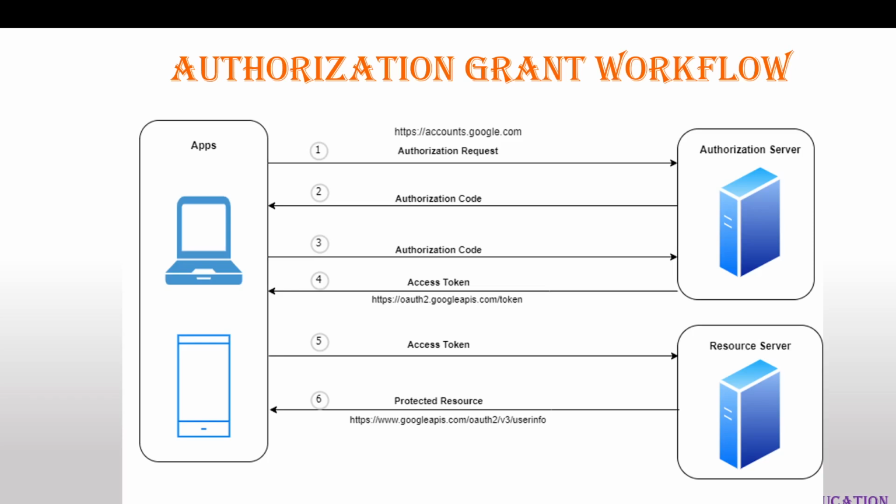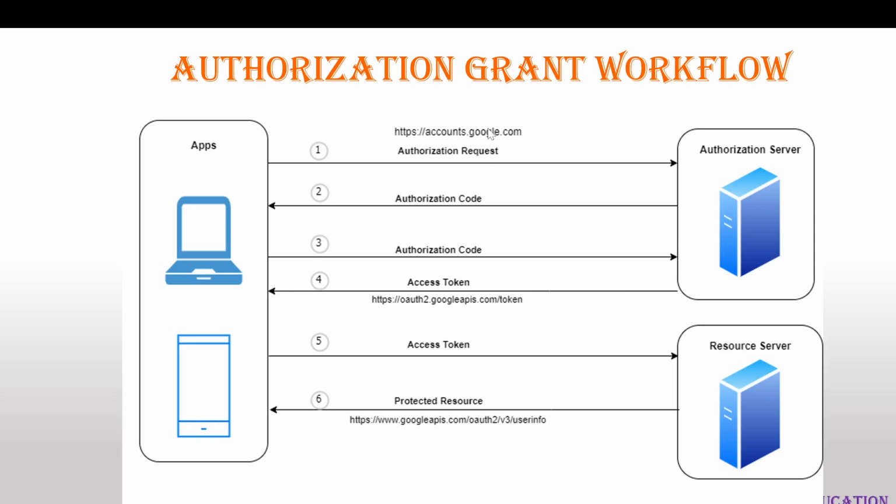Now let's jump into the workflow. The first one is authorization grant workflow. In this flow, the third-party application will redirect the user to the authorization server, example accounts.google.com, where user will enter his username and password, authenticated. Once authentication is successful, the authorization server will share the authorization code to the third-party application, and the same authorization code is sent back to the authorization server for getting the token.